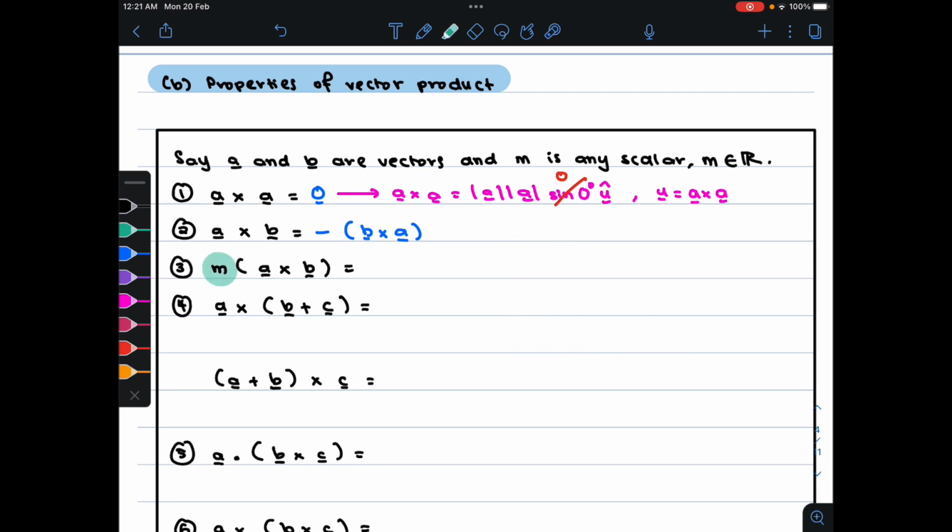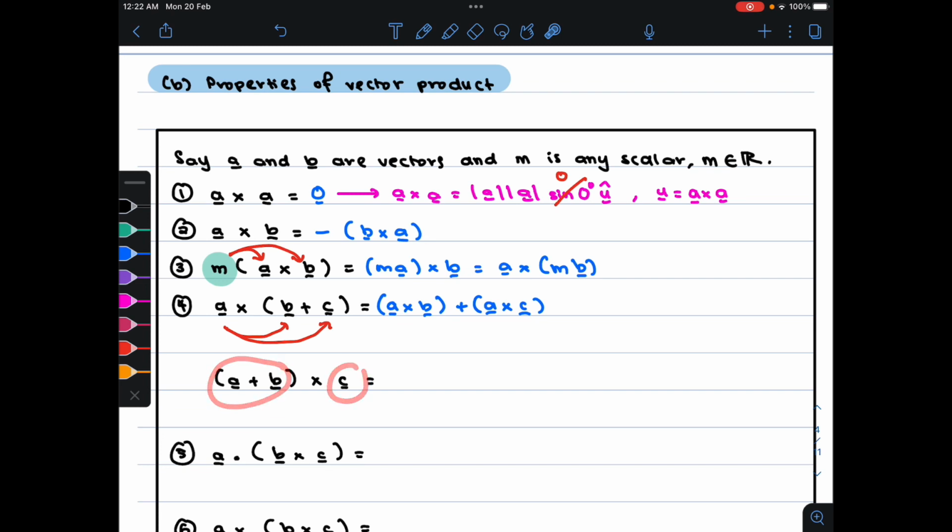Say that we have a constant in front of A cross B. Therefore, when you expand it, this will either be M A cross B or maybe A cross M B. But if you have A cross (B plus C), if we expand it, it can be A cross B plus A cross C. And if you have (A plus B) cross C, it will be A cross C plus B cross C.